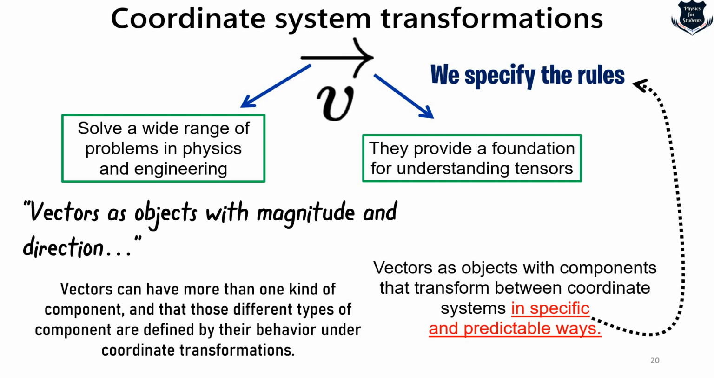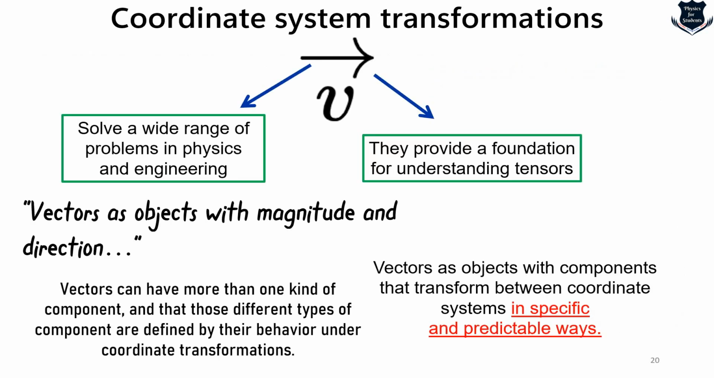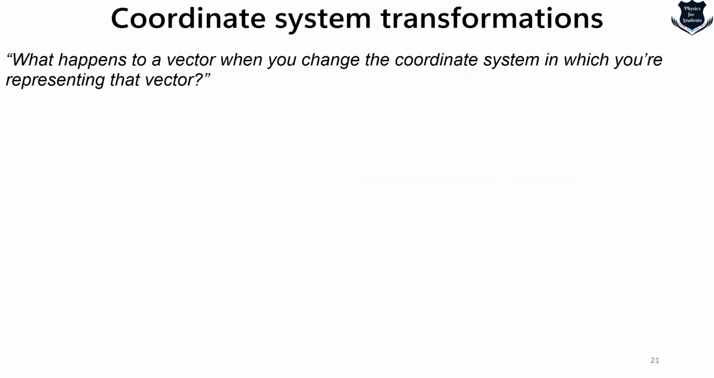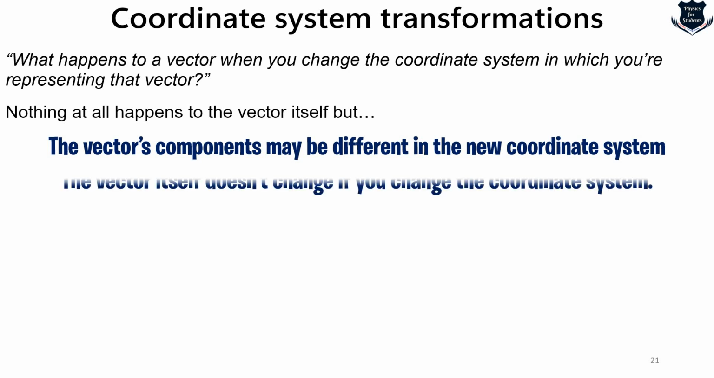Now all these things, I know it is a little bit abstract. Let me explain with a very visual example. The question is, what happens to a vector? We have seen just now that vectors solve a wide range of problems. They provide a foundation, and the question is what will happen if we specify the rules? So what happens to a vector when you change the coordinate system in which you are representing it? Nothing happens. That means, for example, the vector components may be different in the new coordinate system.